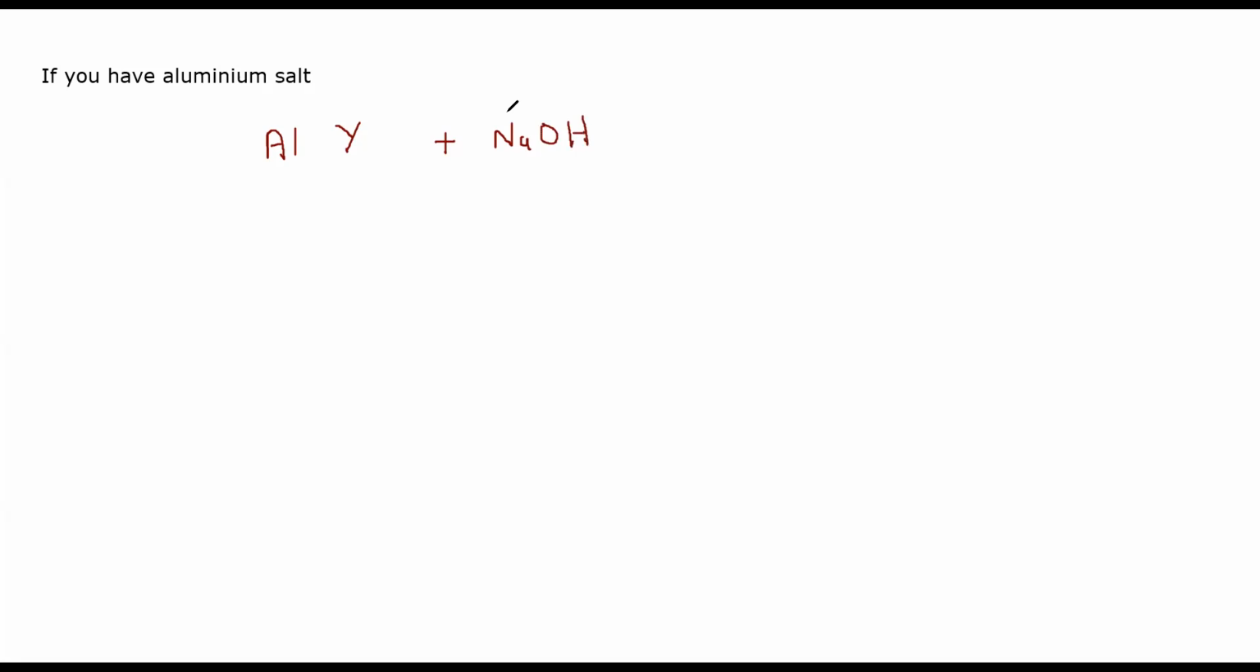When you add sodium hydroxide, sodium will take possession of aluminum and aluminum will take possession of sodium. So what will be the result? The result will be aluminum hydroxide plus sodium, and that element Y will be there. It can be any element. That's why I'm not using a specific symbol for that element.